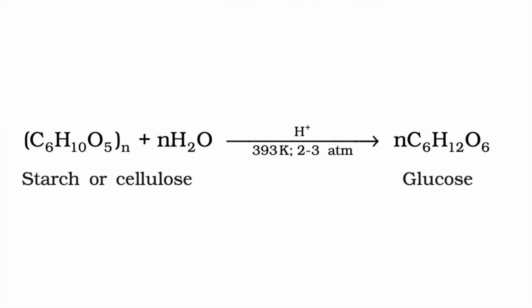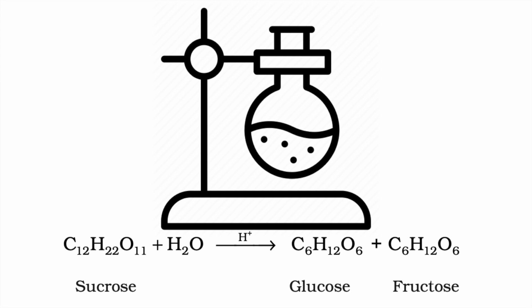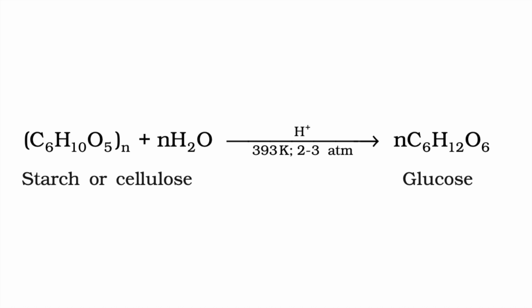The first method that we have discussed is actually a laboratory method, and it is not economically feasible to prepare glucose commercially using sucrose or cane sugar by this method. But the second method that we have discussed, which is hydrolysis of starch, is very economically feasible, and glucose is commercially prepared using this method, that is hydrolysis of starch.